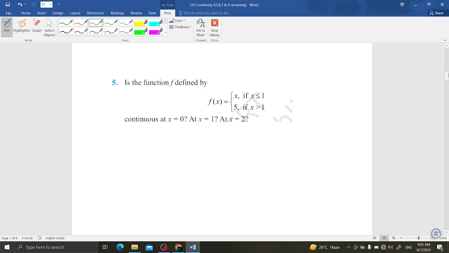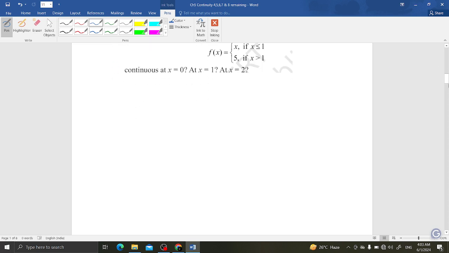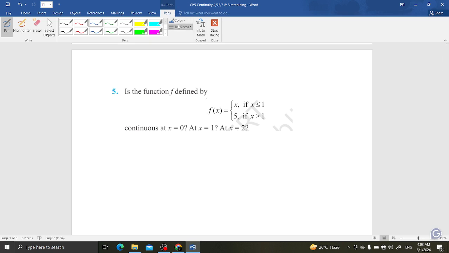Now, in question number 5, we have a function f defined by f(x) equal to x if x is less than or equal to 1, and 5 if x is greater than 1. It is a piecewise function. First of all, we need to check whether this function is continuous at 0. For continuity at 0, we need to find the LHL. First part, part A, I am taking.